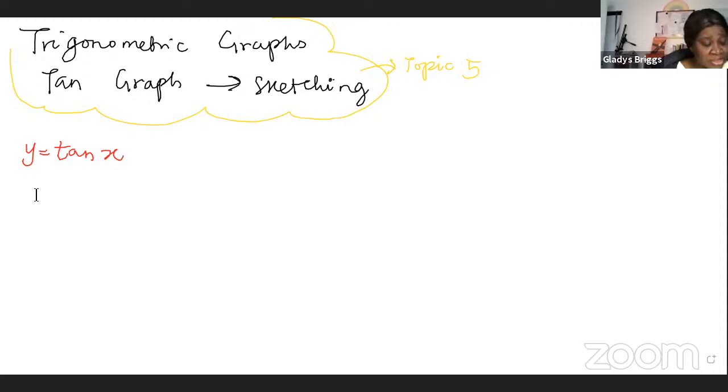So the key points that you need to know for tan, and you need to write this down, they are very important, okay? Tan repeats itself. The first point is that it repeats itself every 180 degrees. That's every pi, okay? Every pi.